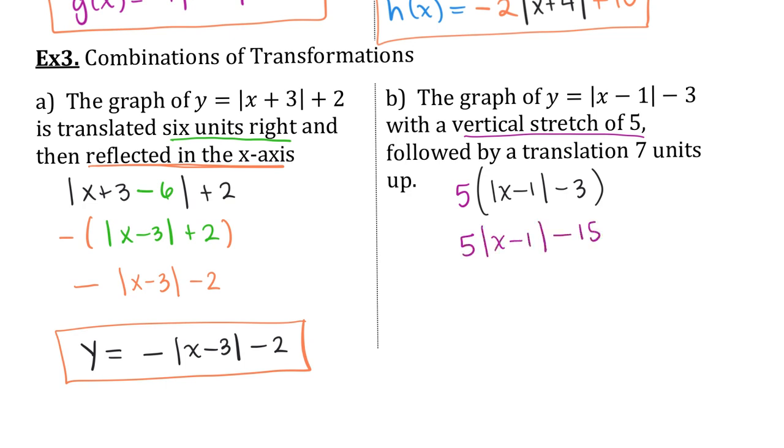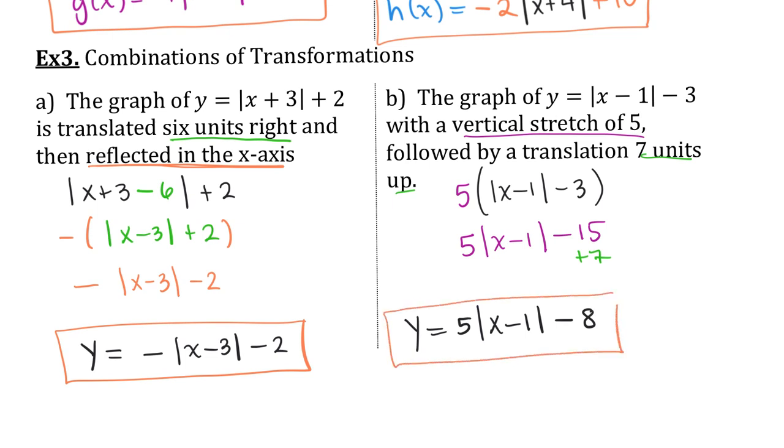minus 15. Okay, now they want me to move it 7 units up. So I'm adding 7 on the end. Let's see what we get. We get y equals 5 times the absolute value of x minus 1. Negative 15 plus 7 is negative 8. Okay, so that's my resulting function.